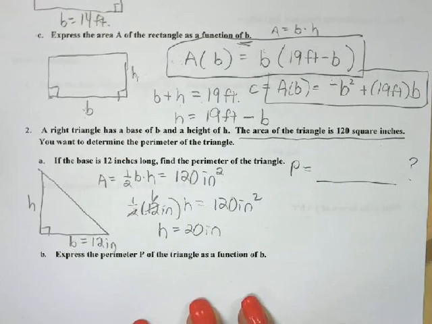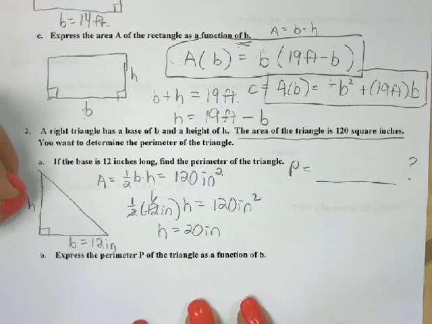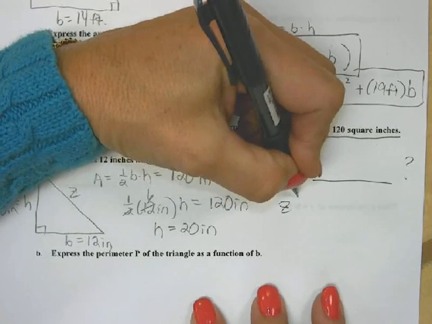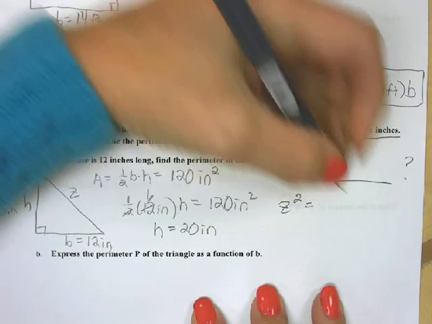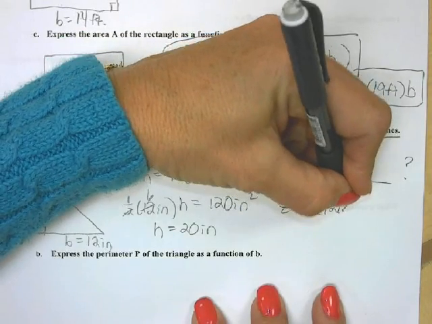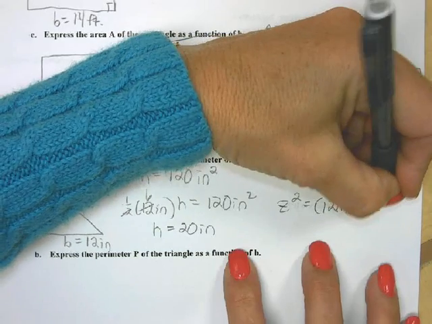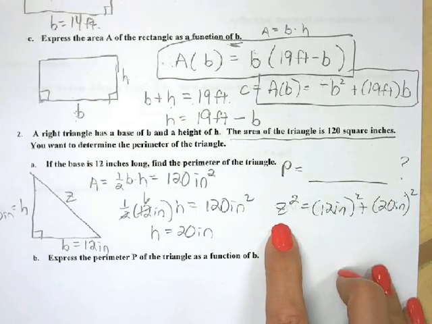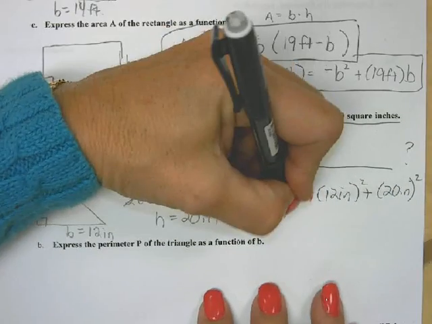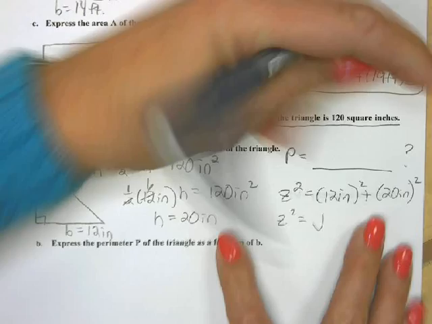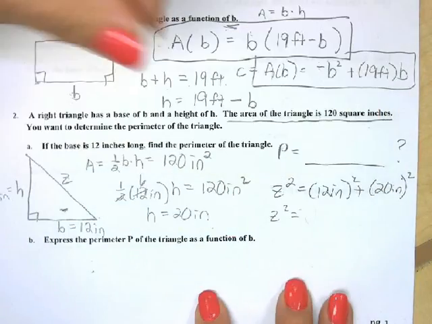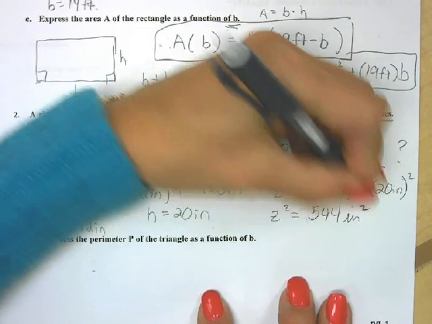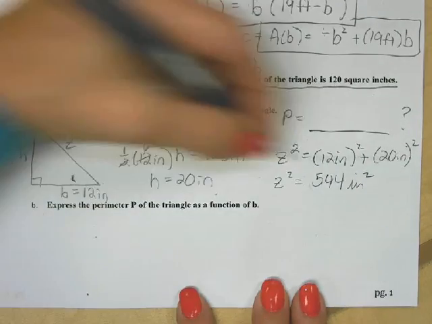Now, I know this length. Now I got to find this. It's the hypotenuse of a right triangle, so I'd use my Pythagorean theorem. And so I know that 12 inches squared plus the 20 inches squared has to equal that hypotenuse squared. And when all is said and done, I get z squared is equal to, doing the arithmetic on this, I get 544 square inches. And so z is equal to the square root of that.